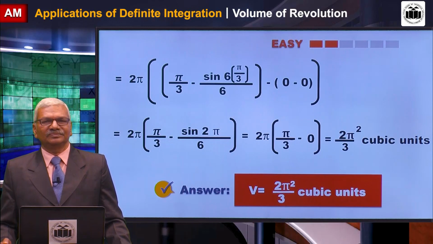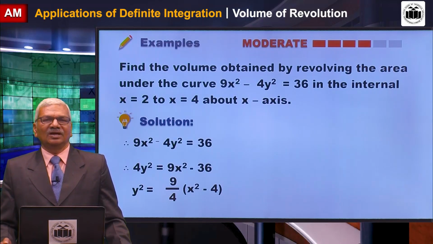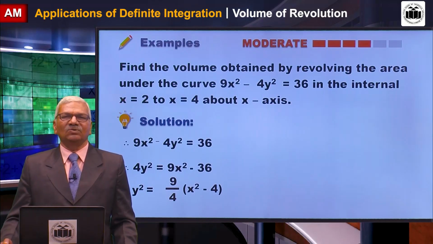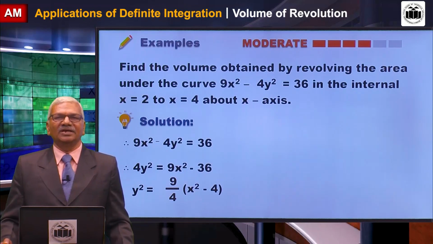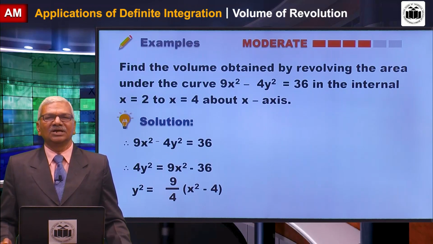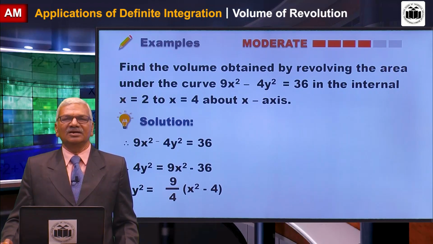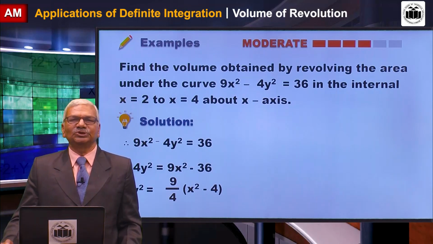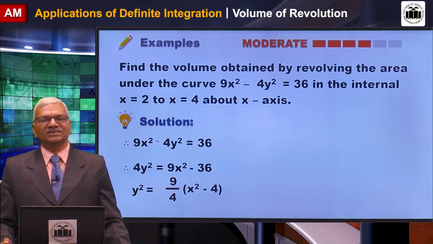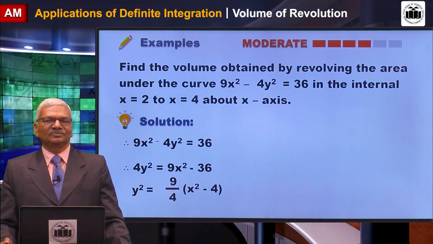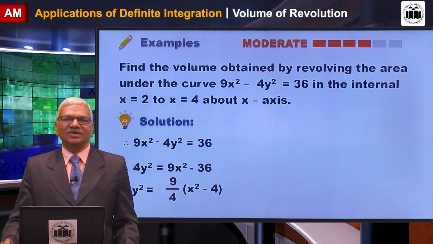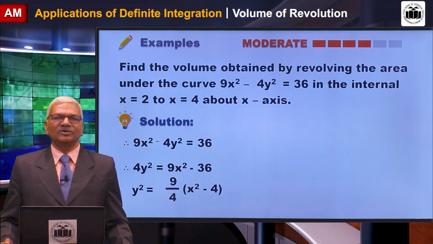Understood? The second example was: find the volume obtained by revolving the area under the curve 9x square minus 4y square equals 36 in the interval x equals 2 to x equals 4 about the x-axis. Do you know what this equation is? 9x square minus 4y square equals 36 is a hyperbola. Right? Parabola, ellipse and hyperbola. This is the equation of a hyperbola.